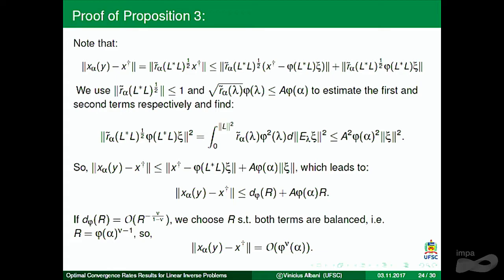Putting all together, we have this estimate. So taking the supremum and psi inside the ball, we have this estimate. And then to find the first implication, we just have to choose R appropriately. So R must be this. And assuming that the distance has this decay, we have the first implication.